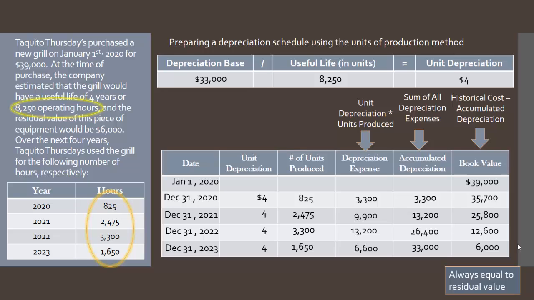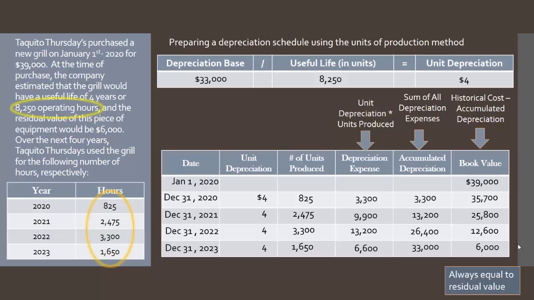Word of warning, this particular set of numbers works out nicely, but keep in mind that when you say 8,250 hours is going to be its life, it doesn't mean you have to stop using it at the end of its life. If you used more, well, you wouldn't depreciate it past its residual value. You would leave it at that residual. So for some reason, if you go over the amount of hours that you were spreading this depreciation across, you just bring it down to its residual value instead of lowering its cost even further.